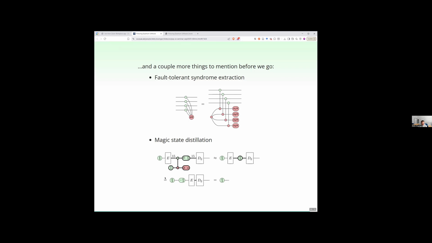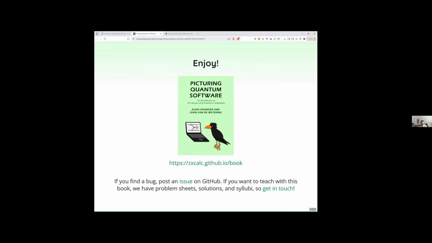Magic state distillation. Here's a picture of magic state distillation. Of course, that's explained in the book. Okay, so that was a kind of whirlwind tour of just about everything that's in there. I didn't mention some stuff, but I think I hit most of it.